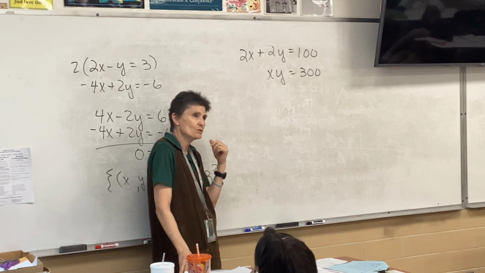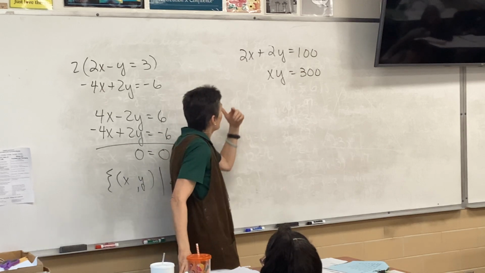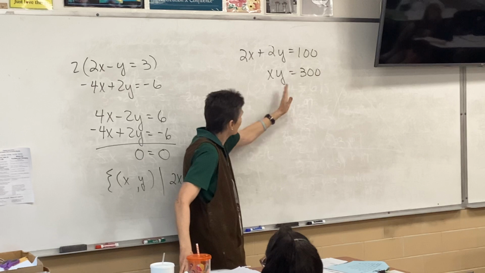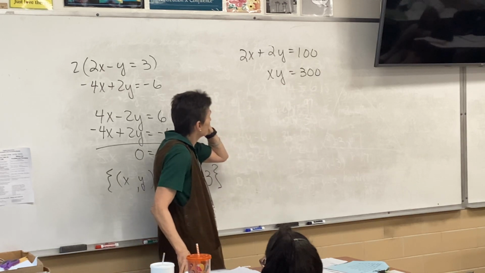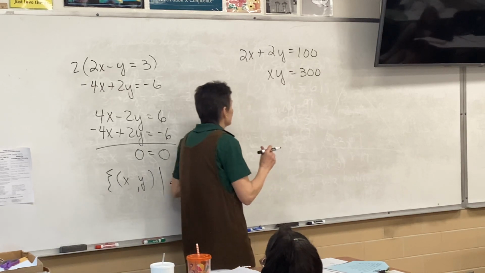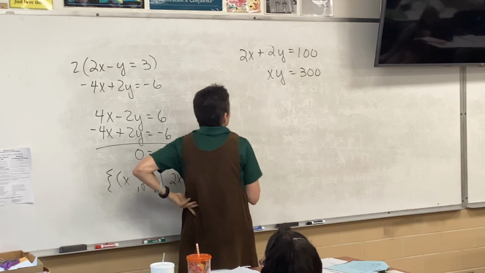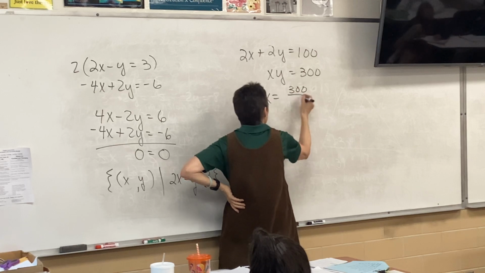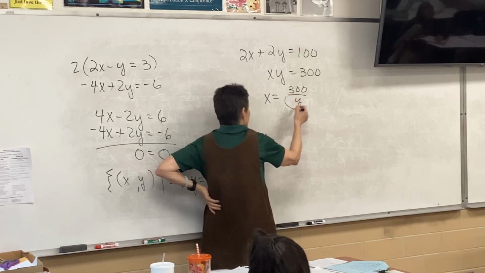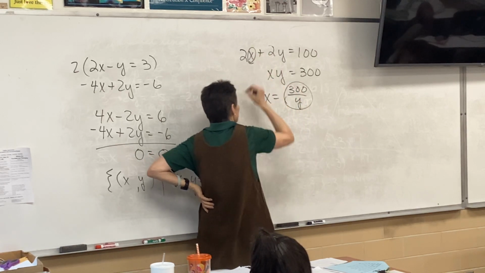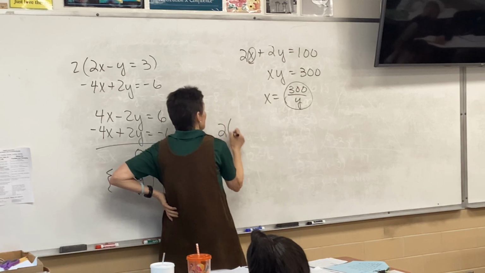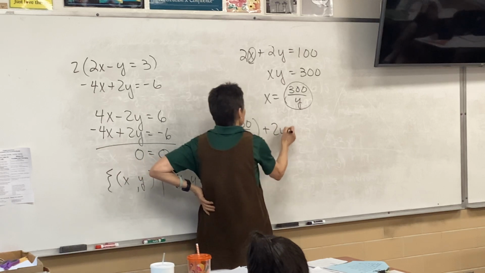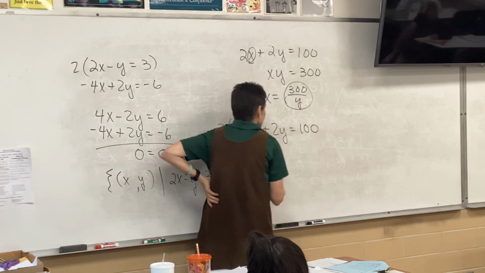I think substitution because I can't really eliminate anything because I don't have x's and y's separate in this bottom one. Yeah. So, how do you want to substitute? X is equal to 300 over y. So x equals 300 over y. I can live with that. And then that is going to go in here. So 2 times 300 over y plus 2y equals 100.